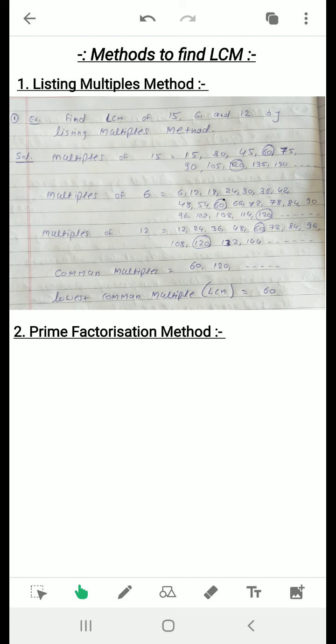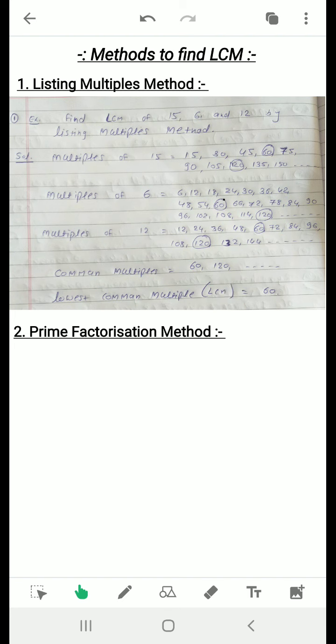Now I will figure out which are the common multiples in all these 3 numbers. Common multiples means the number should be a multiple of every number: of 15, of 6 and of 12. We can see that 60 is a multiple of 15, 60 is a multiple of 6 also, and 60 is a multiple of 12 also. So 60 is a common multiple. Similarly, 120 also. 120 is a multiple of 15, of 6, and of 12 also. So these are some common multiples, 60 and 120.